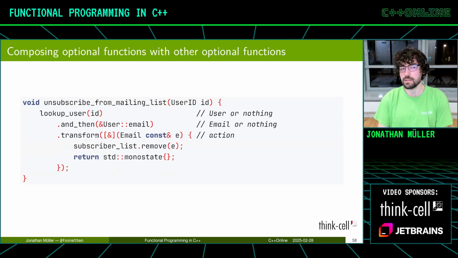So our pipeline now looks like this. We start with the ID, we turn that into a user or nothing, and then we turn that into an email or nothing, and then we've got our action. And we can very easily see which operations can fail and which can't. All the ones with and then can in turn also fail. All the ones with transform can't. Because if the transform one fails, well, then we would just have a nested optional that is then treated as if it were an actual value.